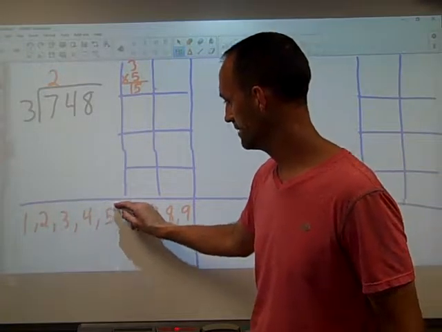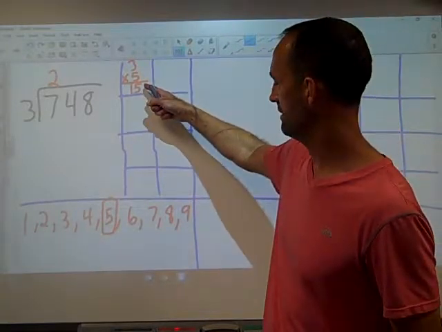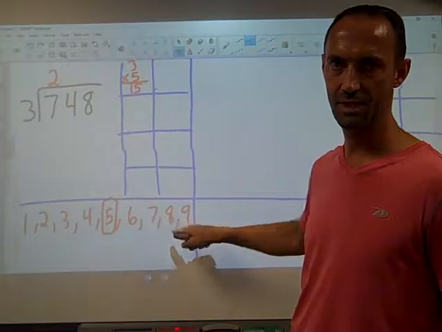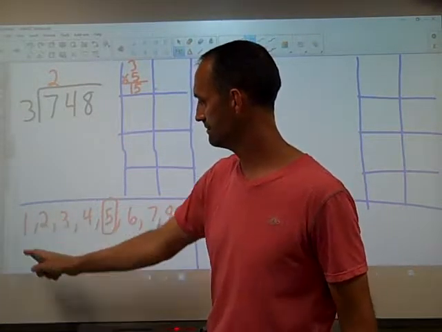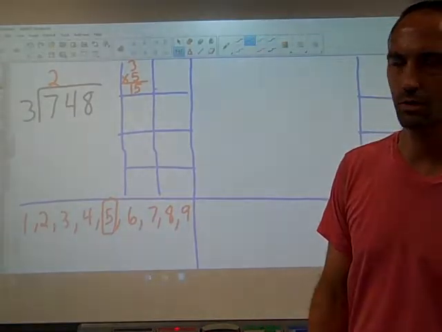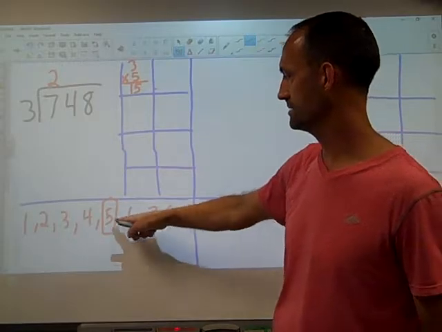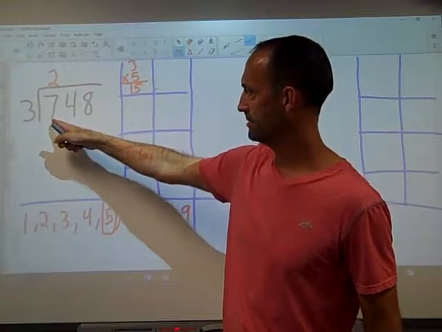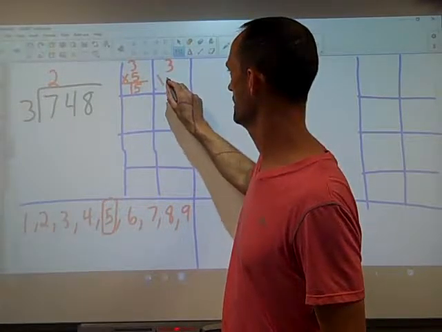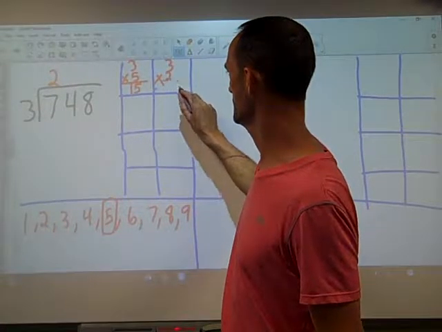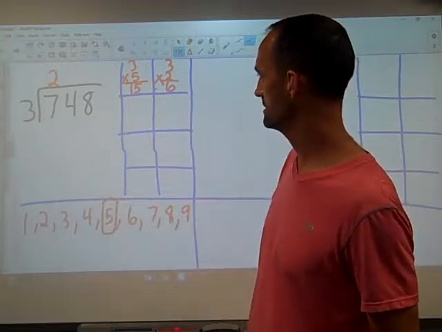And so if they start with 5, they will know right away, do they have to go bigger? Do they try 6, 7, 8, or 9? Or do they need to go smaller than 5: 4, 3, 2, or 1? So we started with 5. That's 15. 15 is too large. I only need 7, so I try something smaller than 5. I'm going to do 3 times 2, which is 6. 6 is smaller than 7.